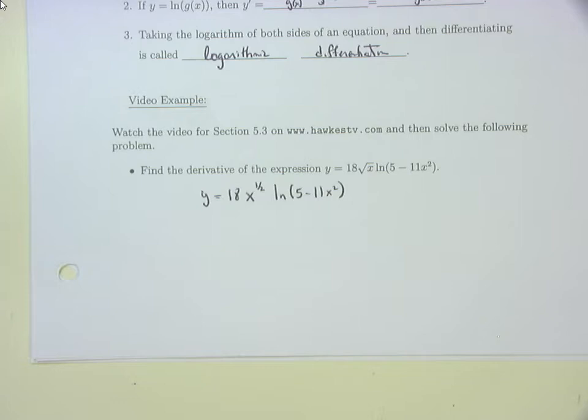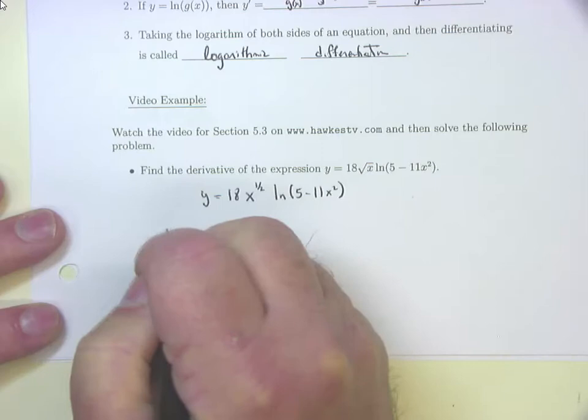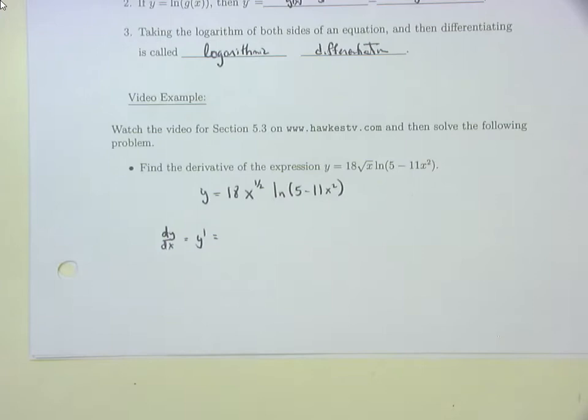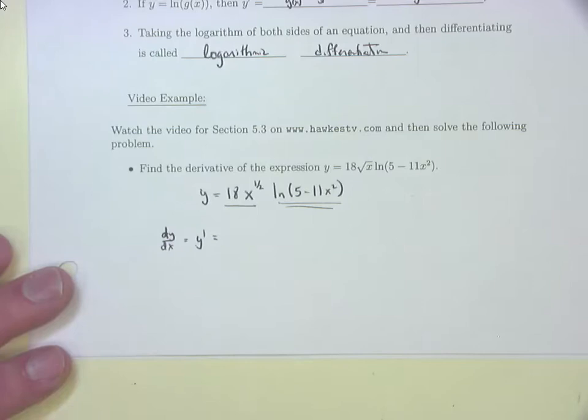That big times in the middle tells me what rule I'm going to use. Product rule. Do the first times the derivative of the second plus the derivative of the first times the second. So labeling is everything in calculus. You can call it dy over dx if you like, or y prime, your choice, is equal to product rule. The derivative of the first. This is my first guy. The natural log term is my second term. The second guy. So derivative of the first.